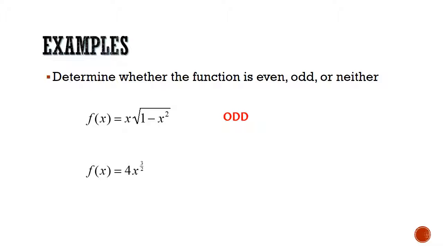Our first function is odd, which means it's symmetrical with respect to the origin. That means that if you turn the graph upside down, it should look exactly the same. And our second function is neither even nor odd. It's not symmetric with respect to the y-axis or to the origin.